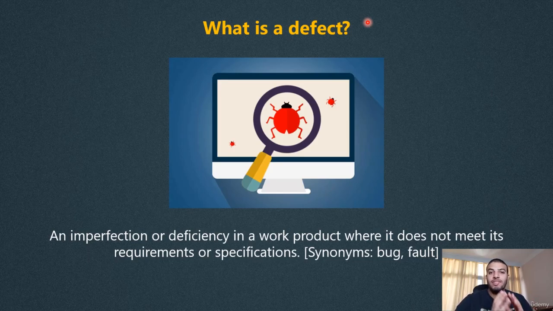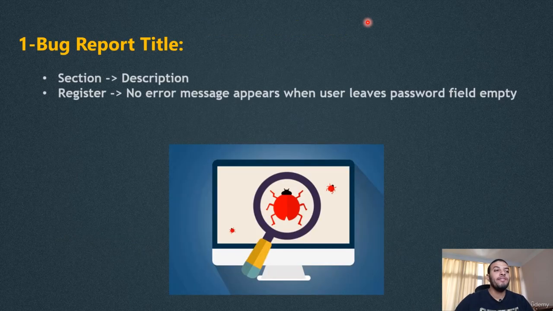So like we said in the test case has some fields. Also, the bug report has some important fields that we must fill when we write it. The first is the bug report title. There are many formats for writing the bug report title, but the best way to write the title of the defect is this, okay? Even developers like it because it makes it easy for them to understand where the problem is. So the best way is to write the section, then an arrow, then the description.